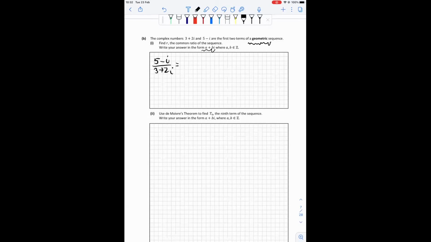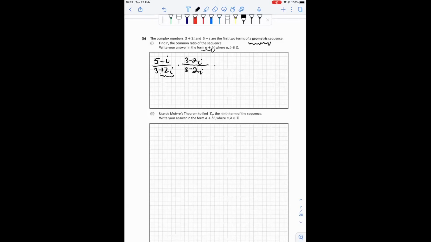That means we multiply top and bottom by the conjugate of the bottom. Do that, multiply top and bottom by the conjugate of the bottom. Conjugate of the bottom, I'm reminding you, just means the same number on the bottom, but we change the i, the imaginary part, to a negative. If it's plus, you make minus.